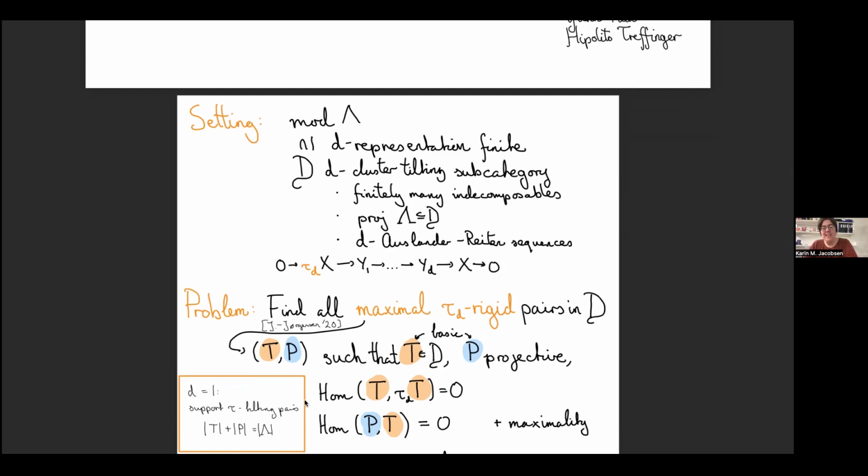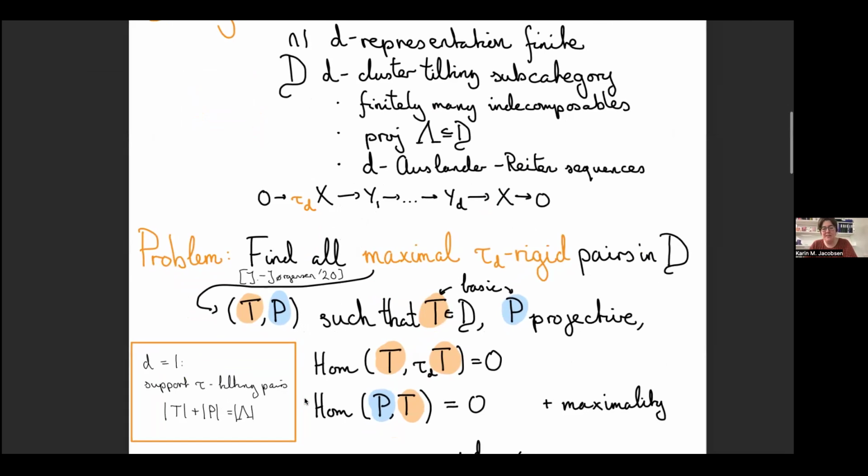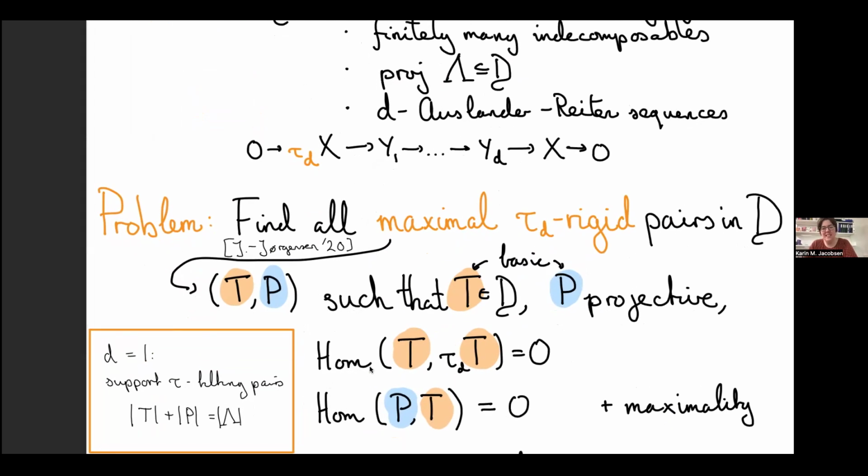For d equals 1, these are really support tau tilting pairs, and we know a lot about them. They are really cool. They're in correspondence to torsion classes, for instance. Another simple fact about them is that if you take the number of indecomposable summands in T and in P, and we're assuming these are basic, you get the number of indecomposable summands in the algebra as a module over itself. This goes out the window once you get to higher d.